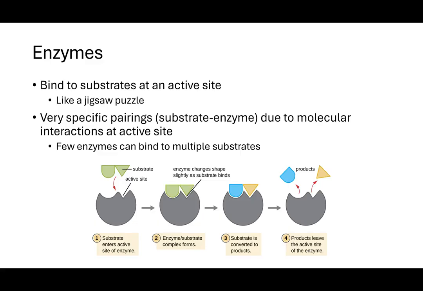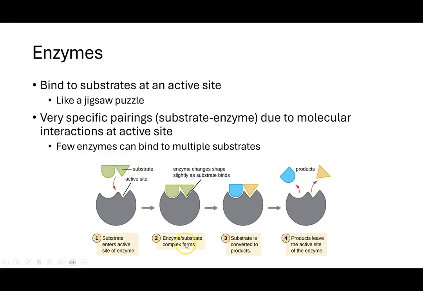There are some enzymes out there that can bind to multiple substrates, but it's still usually only going to be a small handful of substrates. They're not going to be able to bind to every single other molecule out there. So super, super specific to help with this process. So the substrate is going to bind into that active site of the enzyme. The active site specifically is on the enzyme, not on the substrate. The enzyme is where you find the active site.